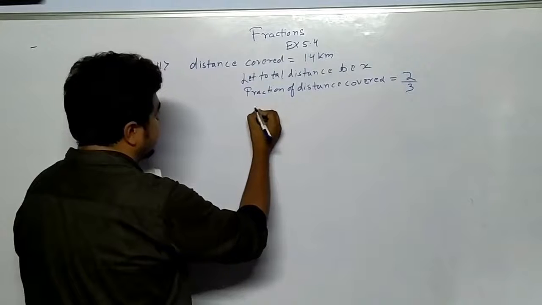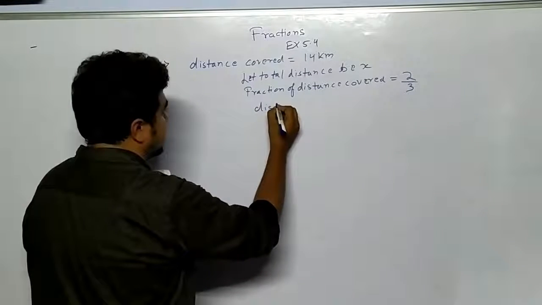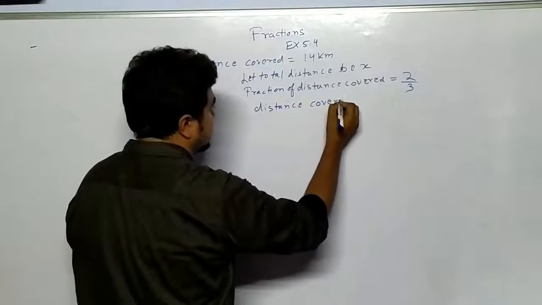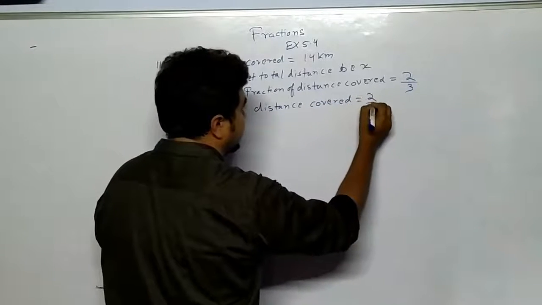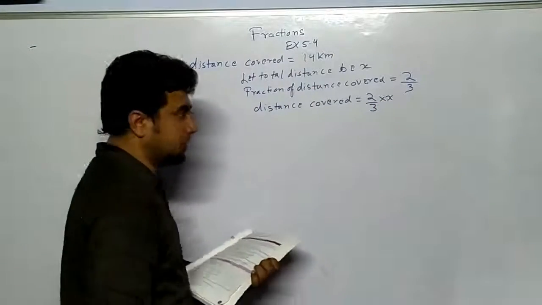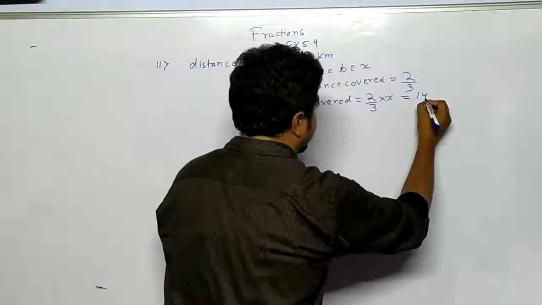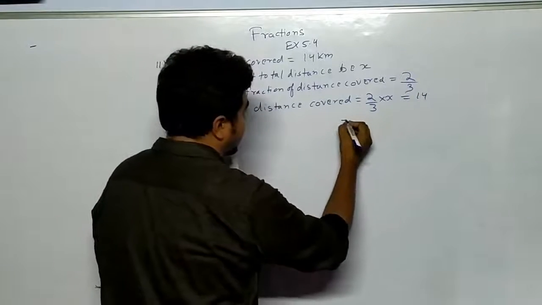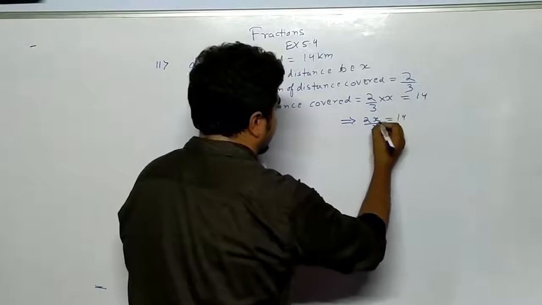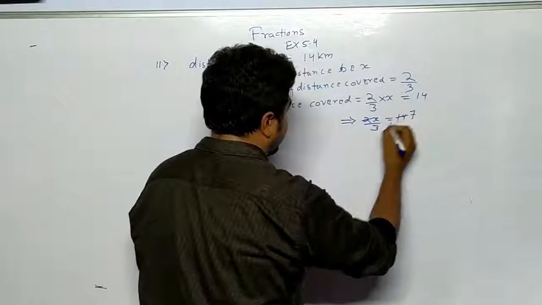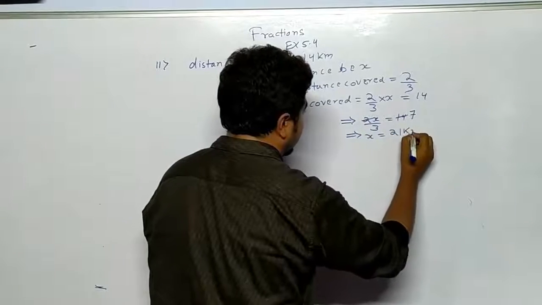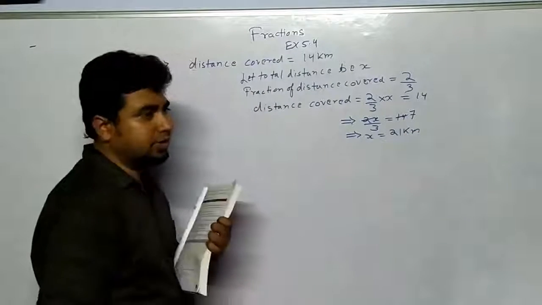So from here you can see that distance covered will be equal to 2 by 3 into X. And this should be equal to 14, because Raghu covered 14 kilometers. So from here, 2X by 3 is equal to 14. From here, 14 divided by 2 is 7. X will be equal to 7 into 3, which is 21 kilometers. From here we are getting X is equal to 21 kilometers.